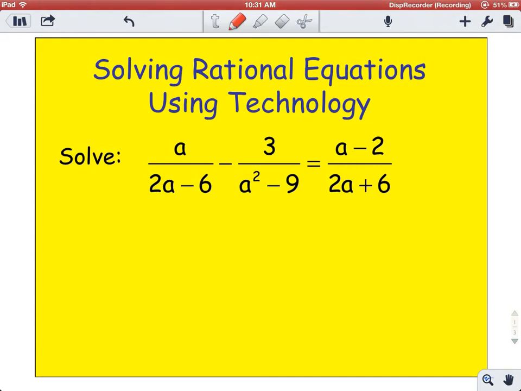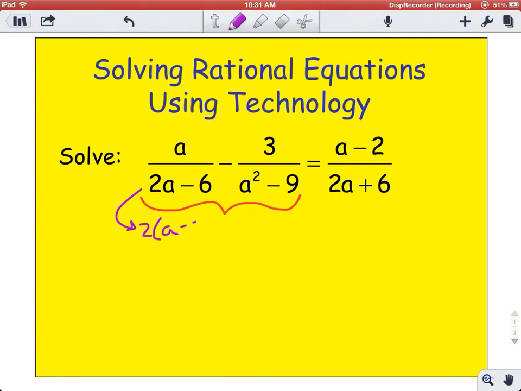So let's review how we solve rational equations by hand, and then we'll take a look at some of these answers using technology. So remember that we want to get a fraction equal to a fraction, which means we want to get these two fractions on the left-hand side together, and we're going to do that through the use of a common denominator. So first we have to figure out what our denominator is.